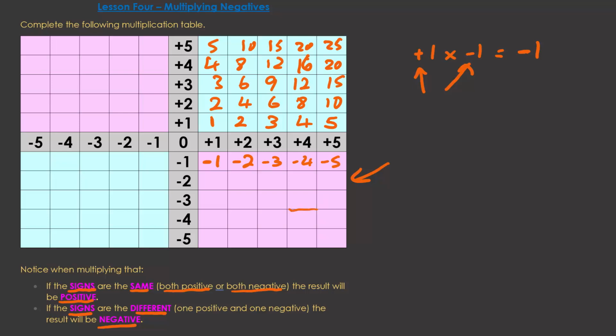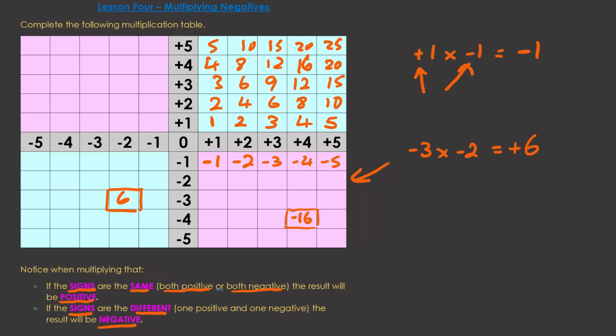And let's just choose a couple of boxes. So if I go here, I'm doing negative 4 times positive 4. Negative times a positive is a negative. 4 times 4 is 16. So it's negative 16. Let's just choose a couple of boxes elsewhere. If I go for this box here, what am I doing? I'm doing negative 3 times negative 2. The signs are the same, which tells me the answer is positive. And then I just do 3 times 2. Now I don't need to write the plus there, I can just write it as 6.